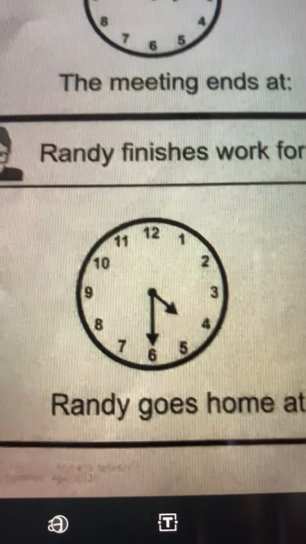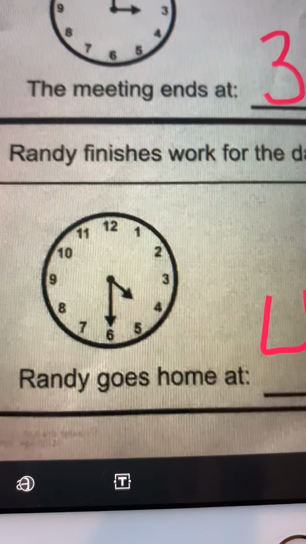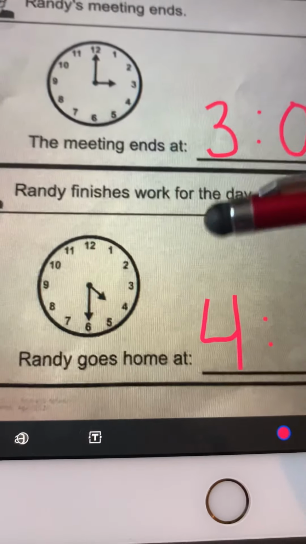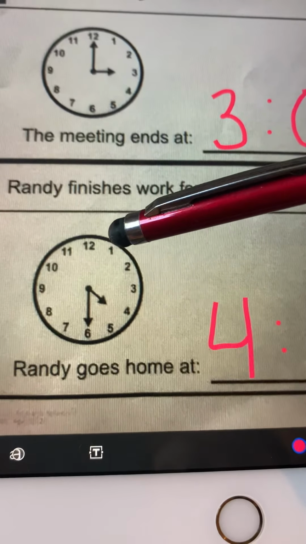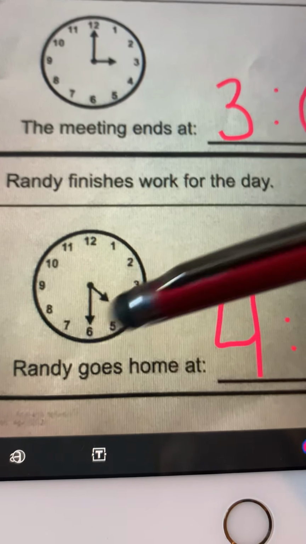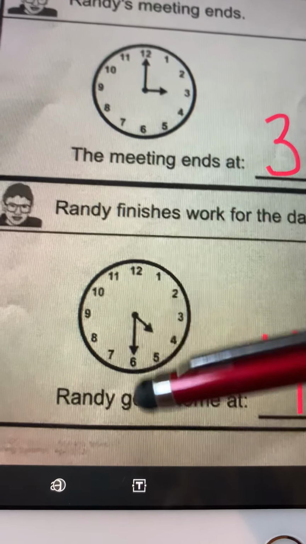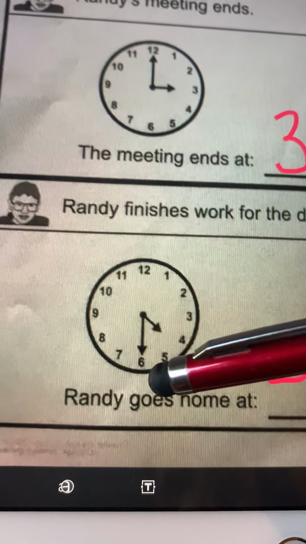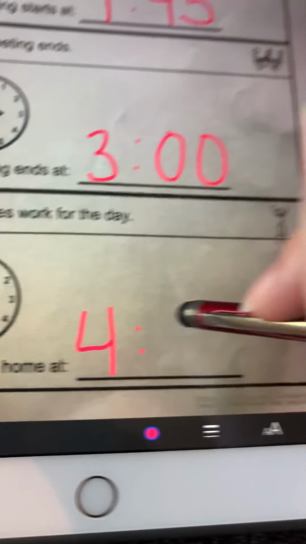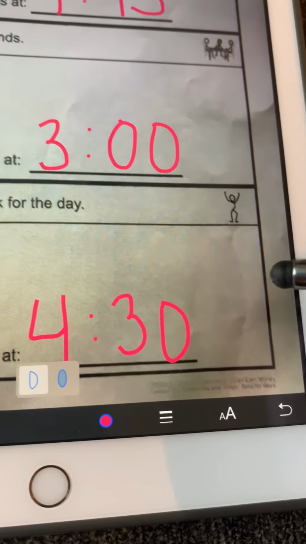And then we have to find out what our minutes is on. It's actually pointing to the 6. Does anyone remember what it means when the clock is pointing to the 6? We're going to count and find out. 5, 10, 15, 20, 25, 30. So when the big hand is pointing down to the 6, that means it is the 30-minute mark. So we're going to come over here and write hour 30.